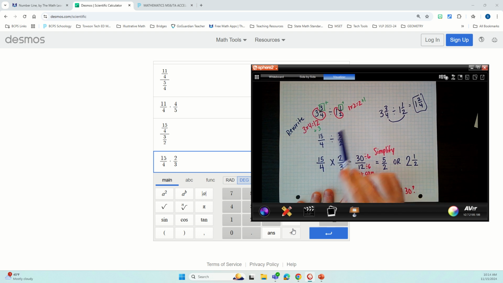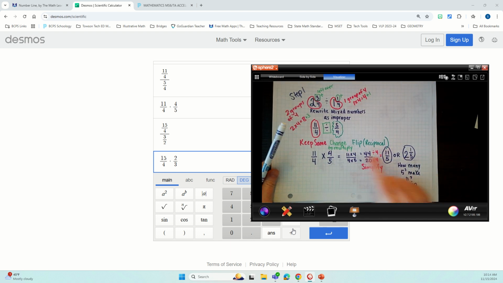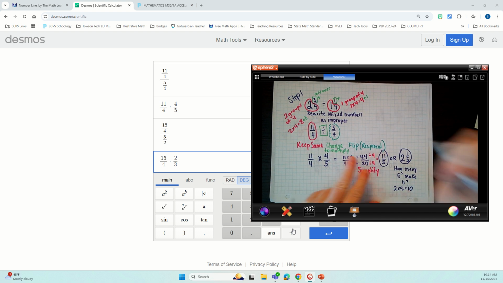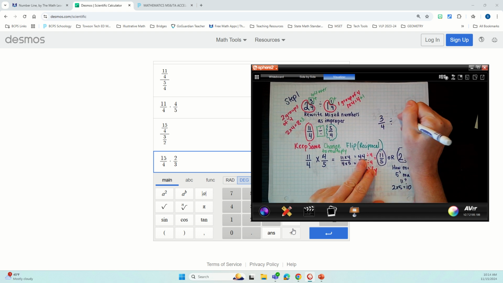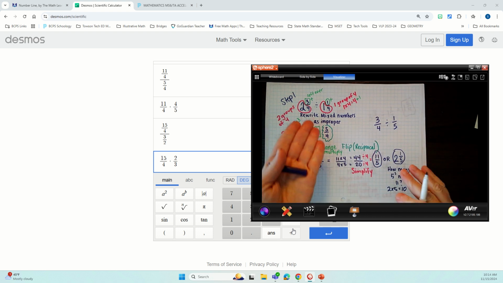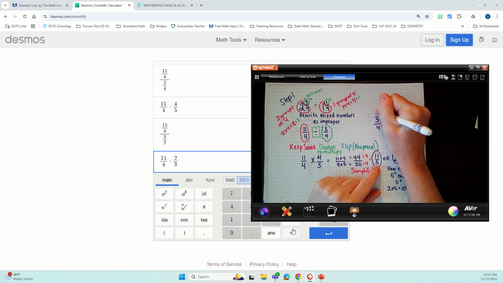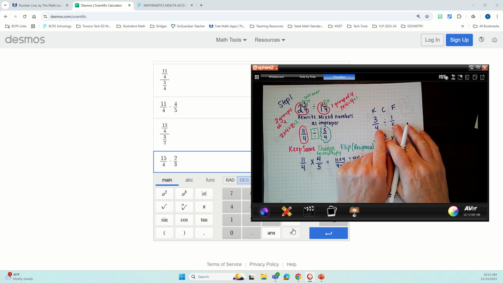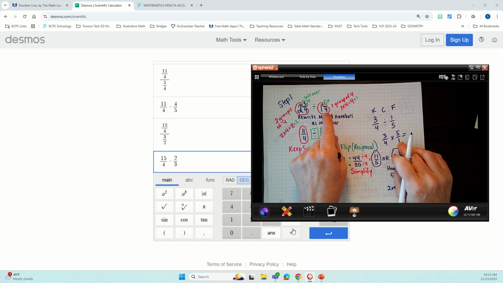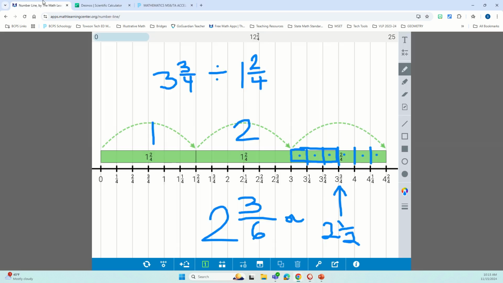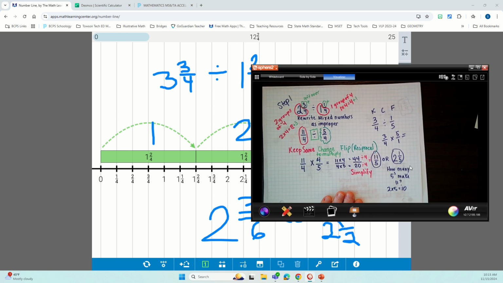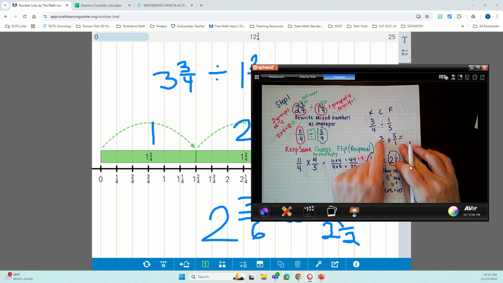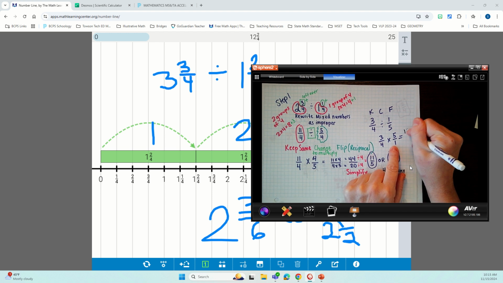Now listen, if it's not a mixed number and it's already in fraction form, then they can just use that keep, change, flip. So literally, if we do 3/4 divided by 1/5, you don't have to do the whole mixed number and improper fraction thing. We just do keep, change, flip. So 3/4 times 5/1. Anytime it's a fraction and a fraction, it's easier to use the algorithm. But if it's mixed numbers, it might be easier to just use the number line. Because once you have it in fraction form, you can just use the keep, change, flip strategy, and that will give you the answer.